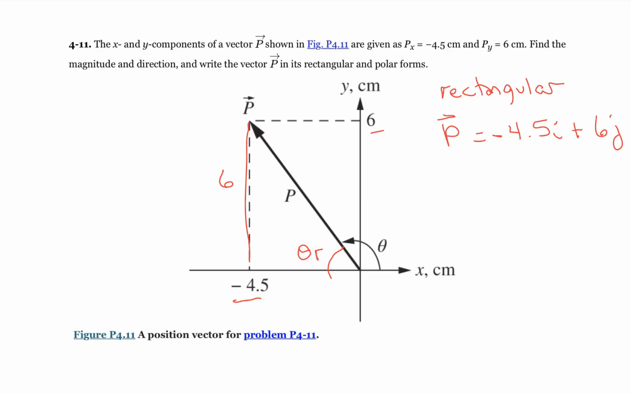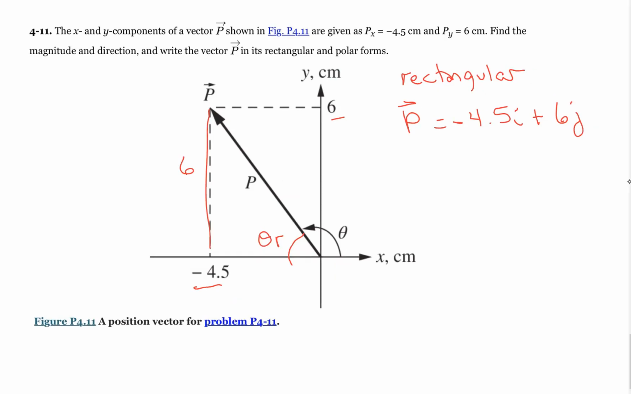Now I have to convert it into polar. How do I convert it into polar? I have to find p, because polar is going to be r comma theta, or in our case, p comma theta. Well, the easiest thing for me to do first is find the reference angle. And to find a reference angle, I'm going to use this triangle here that I'm kind of highlighting in blue.